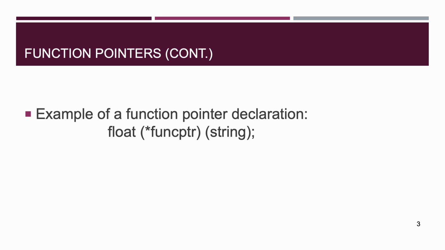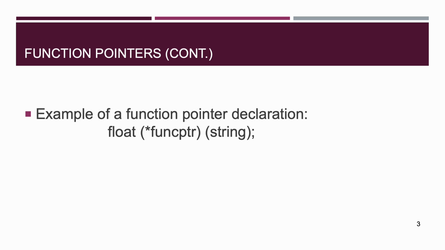Now, here is an example of a function pointer declaration, which will help you clarify the syntax. Here we have float, then inside the parentheses we have star, function pointer, and then string. Now let's break it down. First we have float, which specifies the return type of the function that function pointer will point to. In this case, it indicates that the function returns a float.